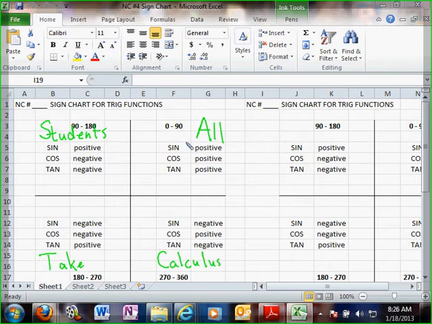If you remember this little saying, then in the first quadrant, all three are positive. In the second quadrant, only sine is positive. In the third quadrant, only tangent is positive. And in the fourth quadrant, only cosine is positive. If you can remember that, then you've got it. You can tell which ones are positive or negative. Let's look at some examples.